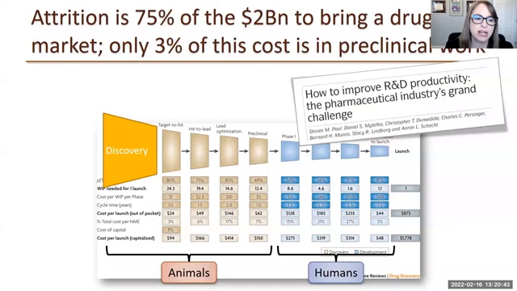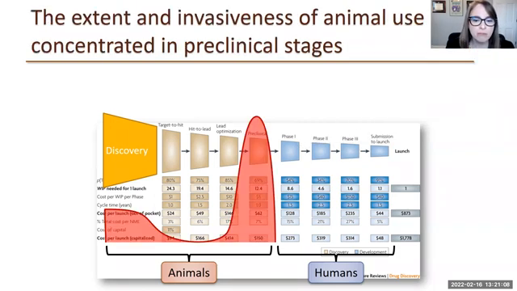So let's take a little bit deeper dive into the pipeline and how all of this works. So we know that attrition is 75% of the $2 billion that it costs to bring a drug to market. However, only 3% of this cost is actually due to preclinical animal work. And that's obviously not that much money. So you may be thinking, well, if we really change this up, is that really going to be saving us that much money? Now, I make this point for a reason, and I'm emphasizing it because this is where the animal welfare related issues are. As you can see, we use various amounts of animals based on different stages of this preclinical work.